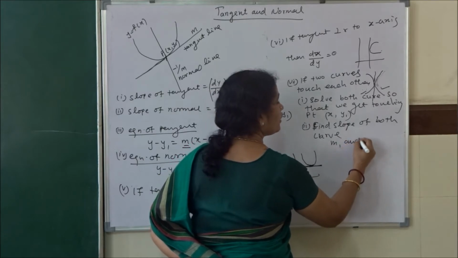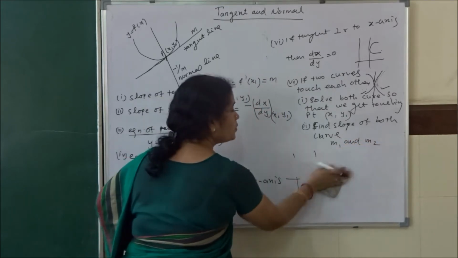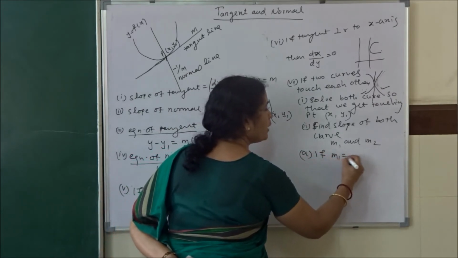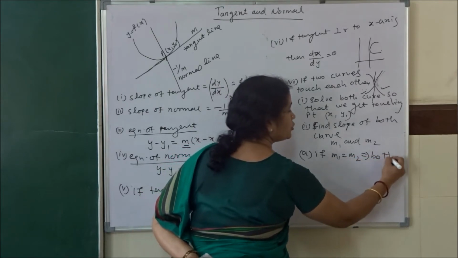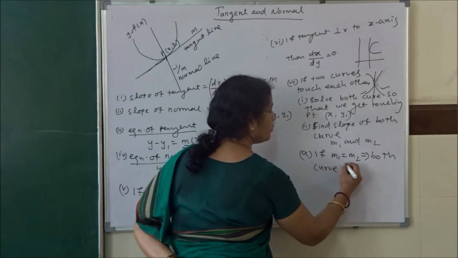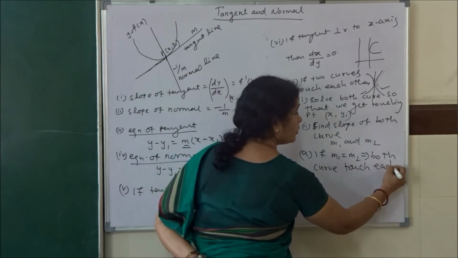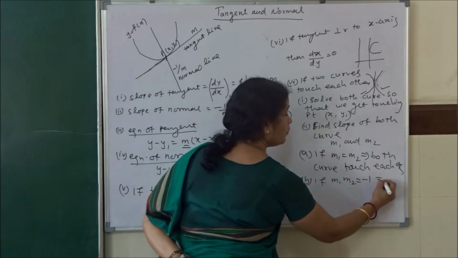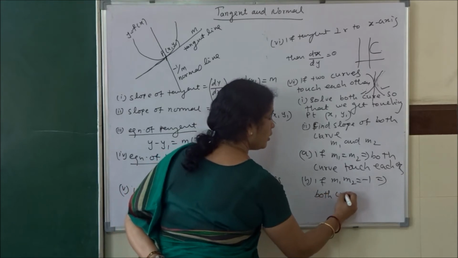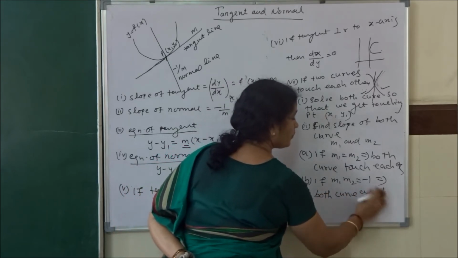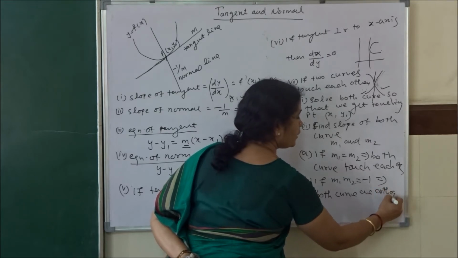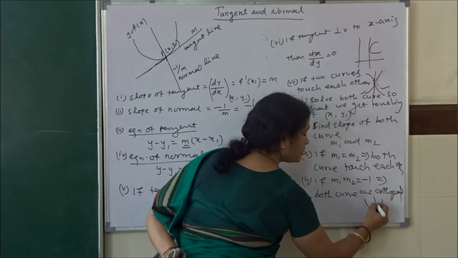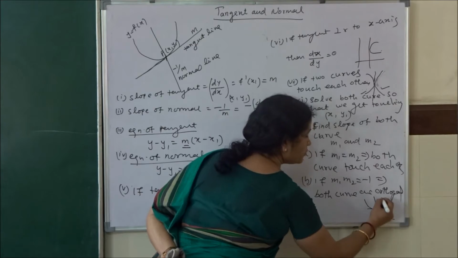Okay, fine. There are two conditions. If m1 equal to m2, you are getting, it implies both curves touch each other. Clear? Suppose if m1 into m2 equal to -1, you are getting, it implies both curves are orthogonal. Orthogonal means perpendicular, like this. See, this is one curve, this is tangent, and this is normal. This normal is another curve's tangent. This is perpendicular.